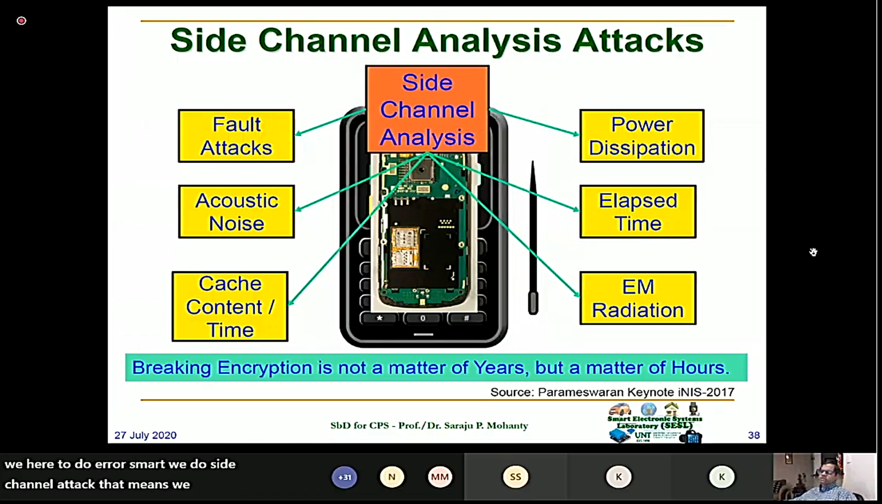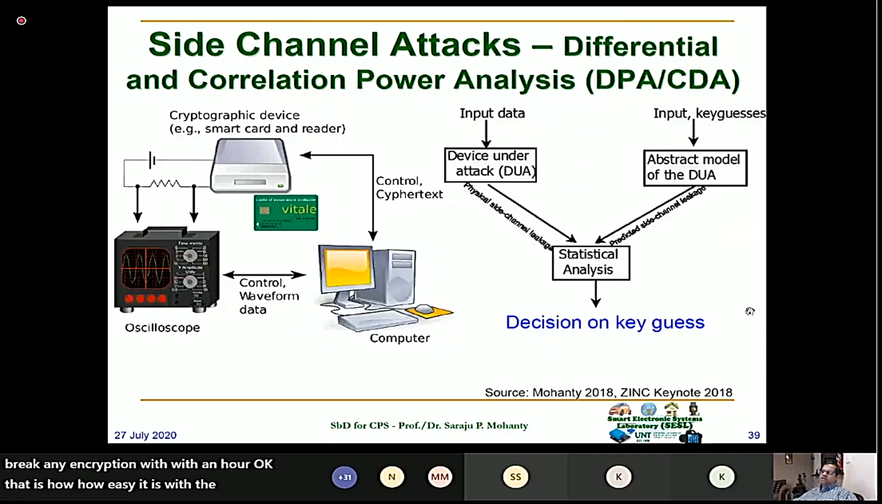That means we listen to the device behavior, through acoustics, noise, or we analyze the power, the computational time and other things. Even the radiation and other things people can use. In the process, breaking encryption is not a matter of years, but a matter of hours. I borrowed this slide from another researcher, and he was mentioning that with a $100 kit, they can break any encryption within an hour. That is how easy it is with side channel attacks.